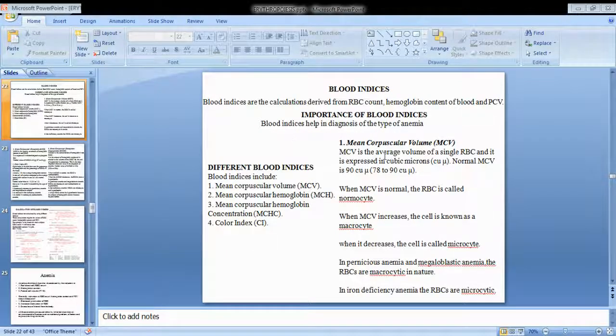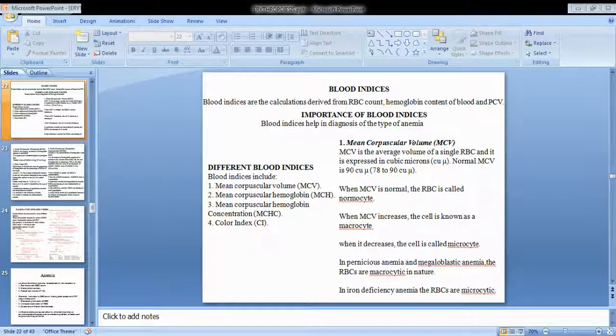So what are the blood indices? Apart from ESR and PCV, there are so many other terms: MCV, MCH, MCHC, CI color index. They are all very important. They are used to see the blood count, hemoglobin count, and the content of the blood. So what is MCV? Mean corpuscular volume. MCH is mean corpuscular hemoglobin. MCHC is mean corpuscular hemoglobin concentration, and CI is the color index.